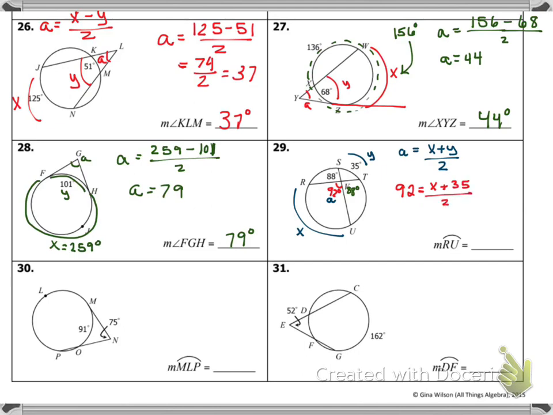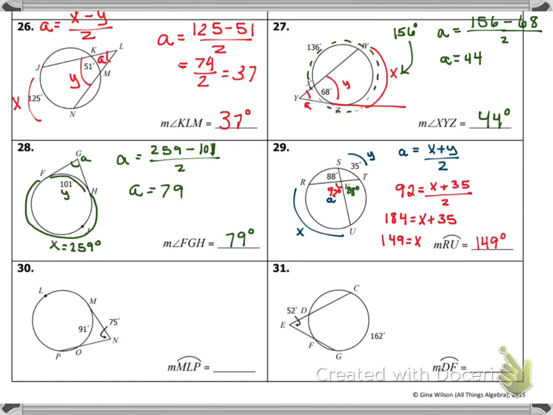If I multiply by 2 on both sides, 184 equals x plus 35. And if I subtract 35, I get 149. Let me just make sure. I've been doing way not enough mental math lately. Okay, 149 equals x. Cool. And that is going to be RU, 149.